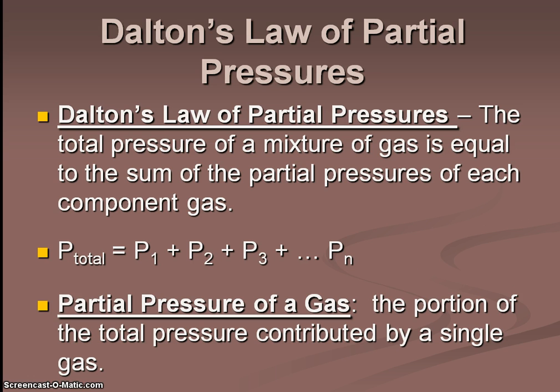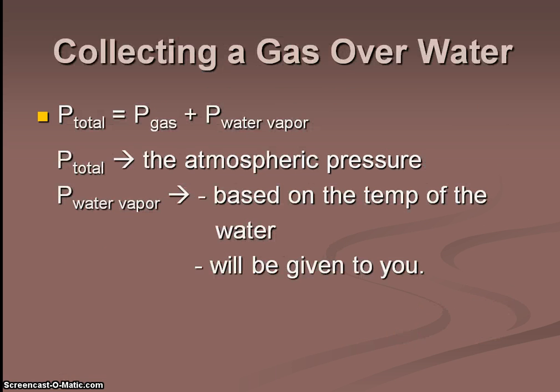The only confusing part is if they ever say collected over water. So let's talk about that real quick. If you collect a gas over water, the problem is you also have water vapor on top of the water. So in order to get the pressure of just the gas, you have to subtract out the water vapor from the total. And they don't actually call it the total in the question, they'll call it atmospheric pressure.